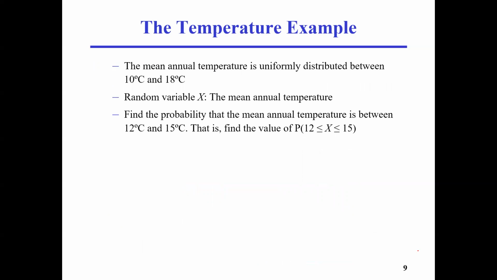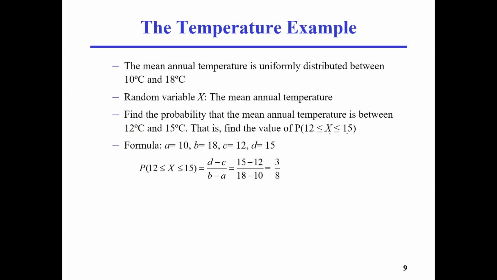Okay, let's review that temperature example I mentioned before. The mean annual temperature is uniformly distributed between 10 and 18 degrees Celsius. So the random variable X is the mean annual temperature. Find the probability that the mean annual temperature is between 12 and 15 degrees Celsius. That is, find the value of P when X is between 12 and 15. Of course, the unit here is degrees Celsius.